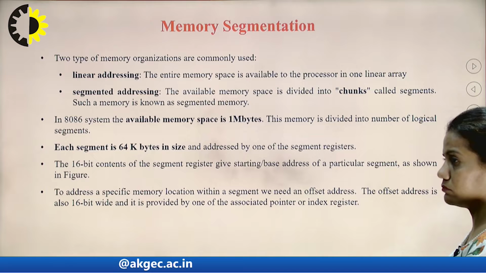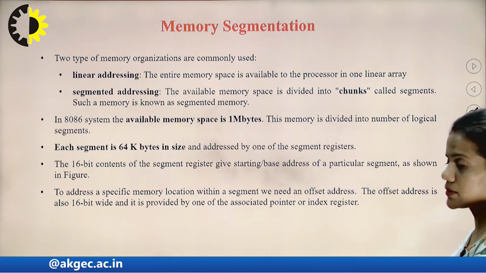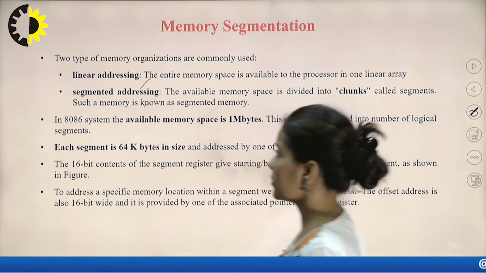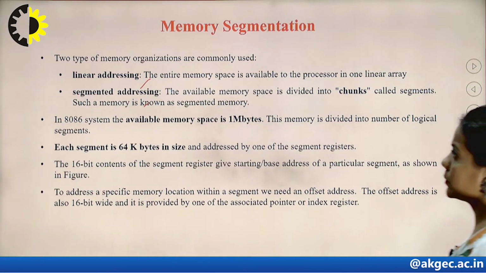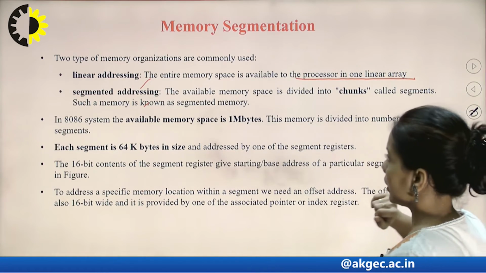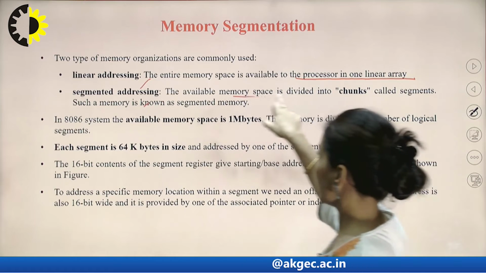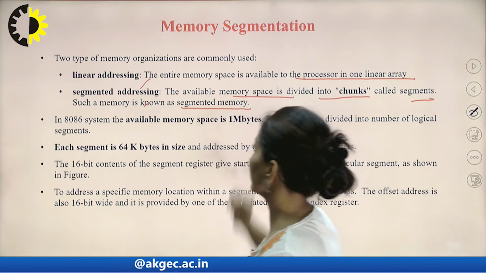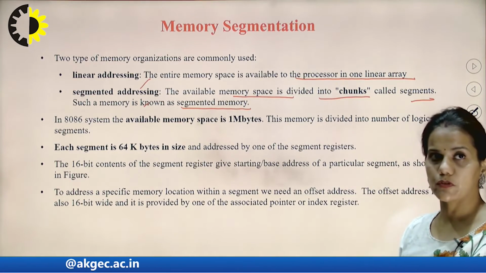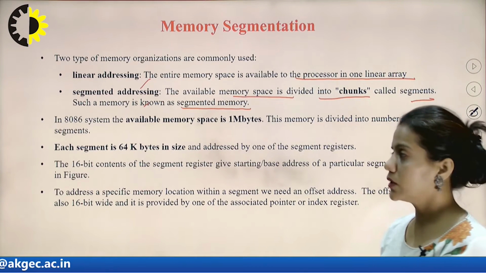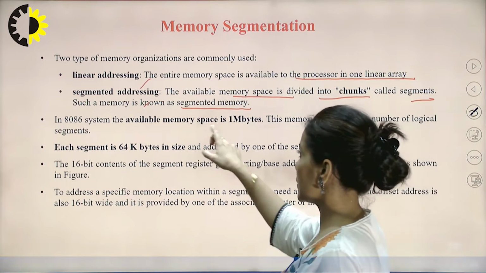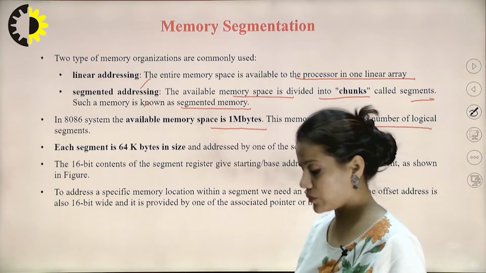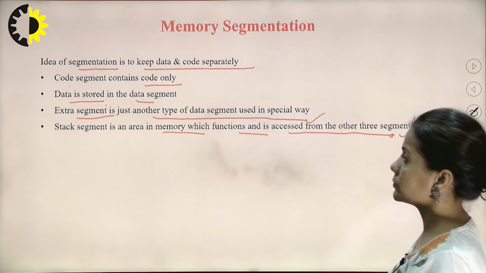When we talk about memory access, there are 2 types of addressing: linear addressing and segmented addressing. In linear addressing, the entire memory space is available to the processor in one linear array. In segmented addressing, the available memory space is divided into chunks called segments. Such a memory is known as segmented memory. In 8086, the available memory space is 1 megabyte, and this memory is divided into a number of logical segments.